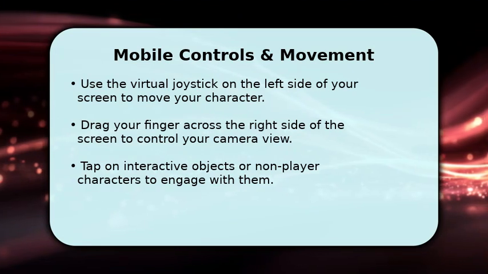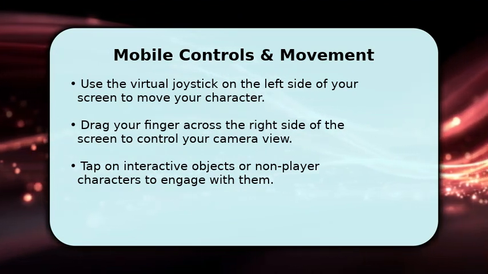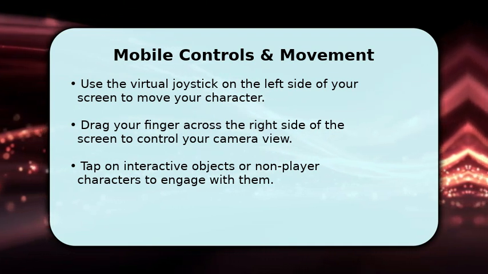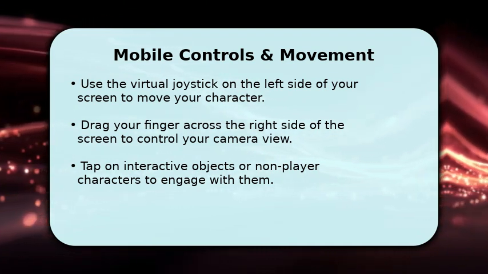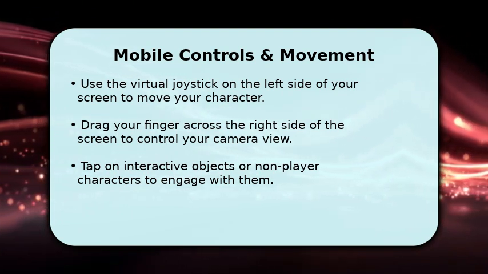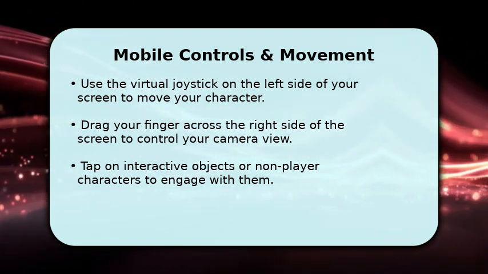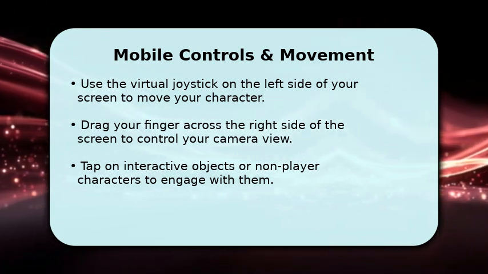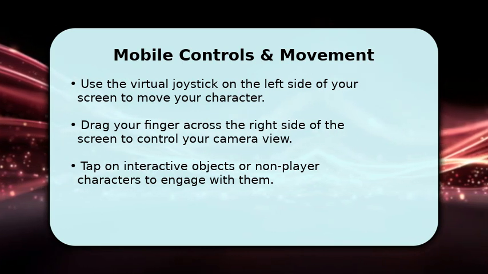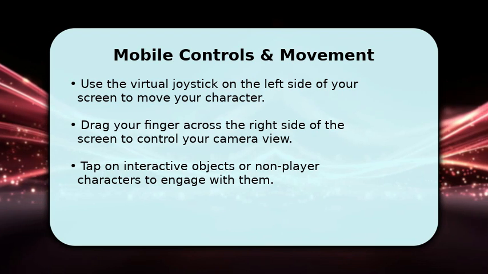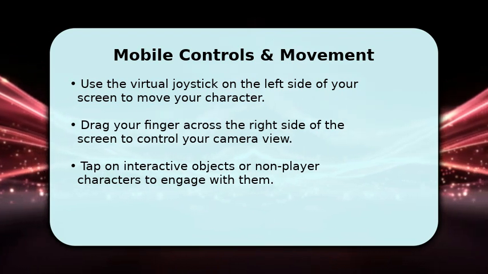Mastering movement in Town on Roblox Mobile is straightforward. You'll find a virtual joystick on the left side of your screen. Simply drag your thumb across it to move your character in any direction. To adjust your view, swipe your finger across the right side of the screen, allowing you to look around your surroundings. Interacting with objects or other characters is as easy as tapping them. For communication, tap the speech bubble icon, typically found in the top left corner, to open the chat window.